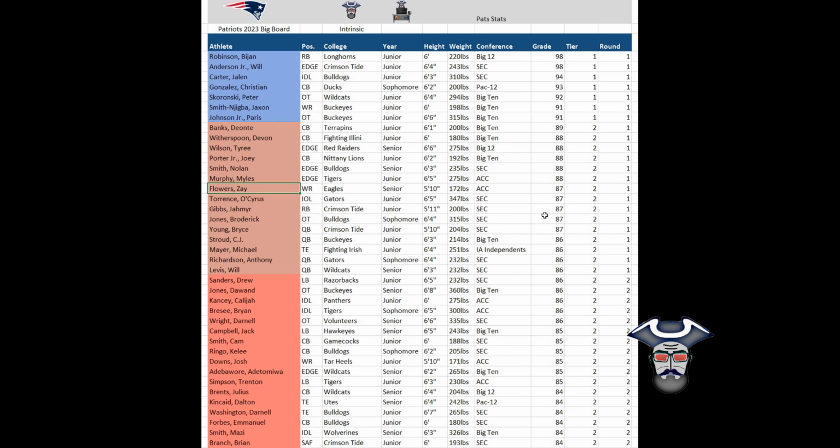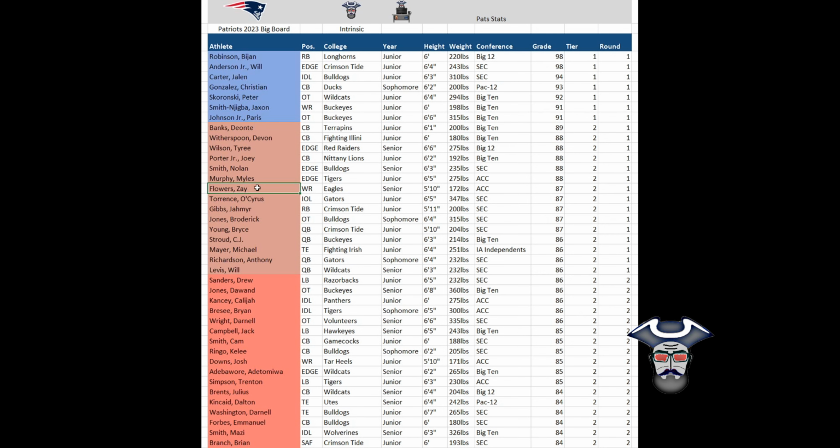The tier is how I see the Patriots, the specific market the Patriots are looking at. This is where I think they will have these guys, and the round is where they would probably have to target if they want to go after that specific athlete. So that's the general NFL market, this is the Patriots market, and this is my valuation.